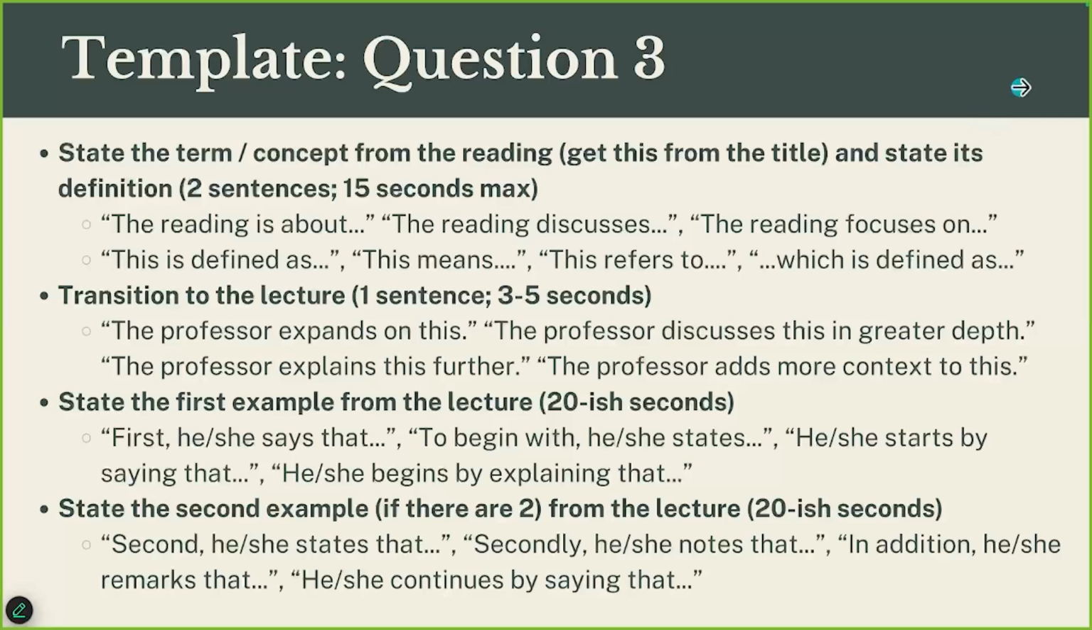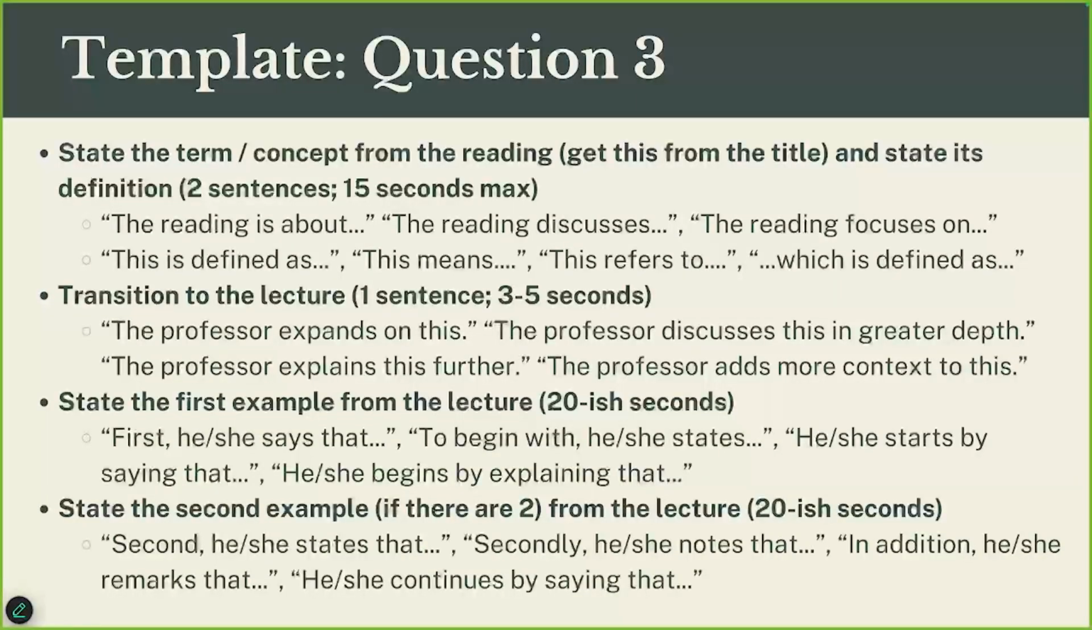Here's your template for question 3. So take notes on this, but also screenshot this. You're going to state the term or concept from the reading. Again, you'll get this from the title, and state its definition. So 2 sentences, 15 seconds max. The reading is about. The reading discusses. The reading focuses on. That's how you'll begin this question.